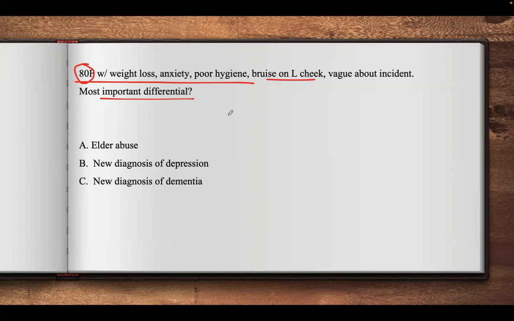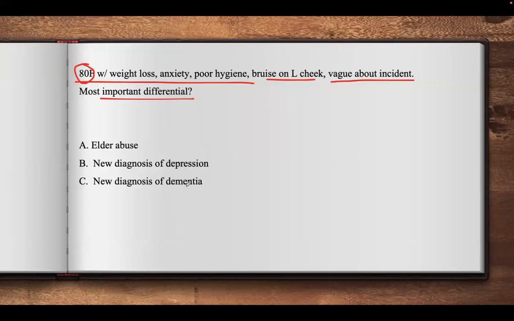Okay. So if you have ruled out abuse, there is no point of having abuse here. She's fine. Then you can think about anything else, especially if the patient is able to tell you anything. This patient is not able to tell you anything because of the vague incident.